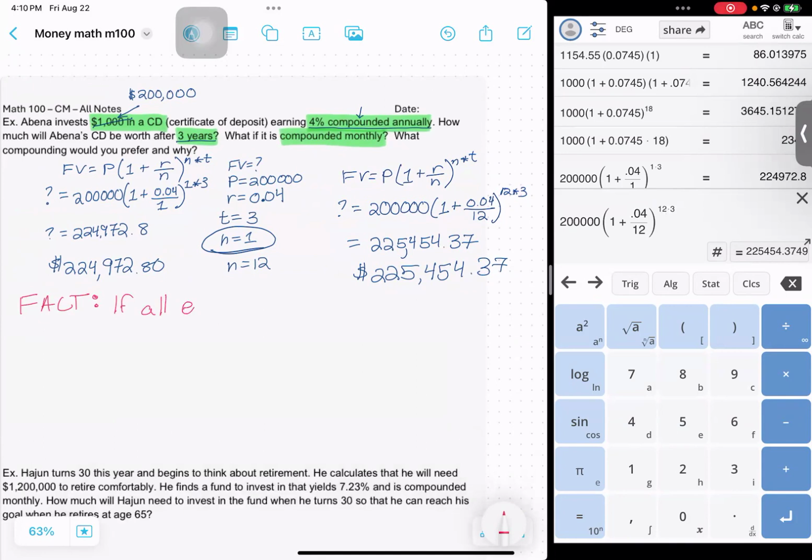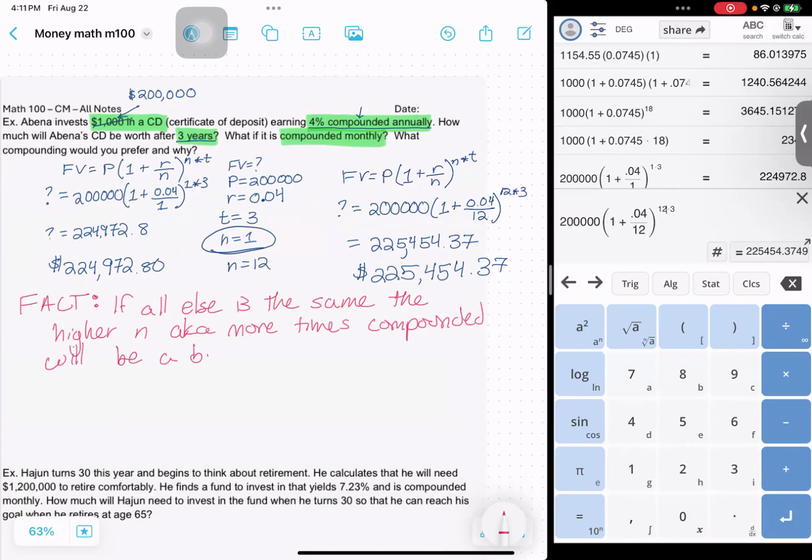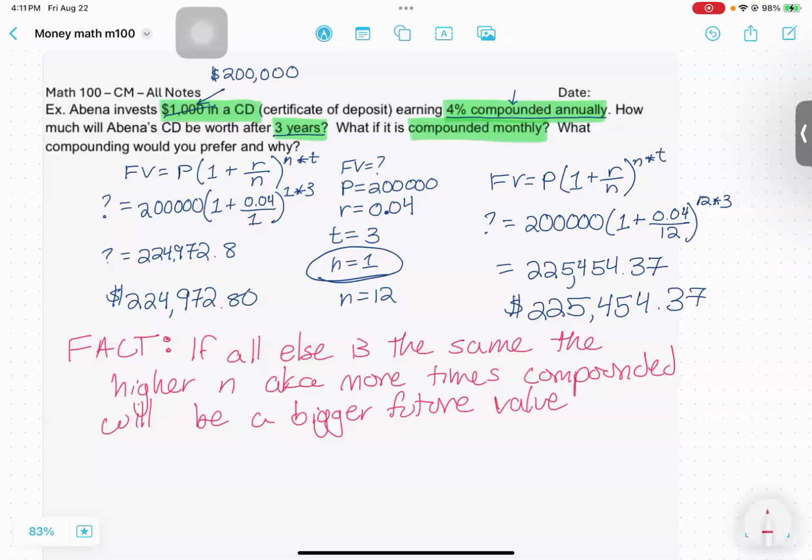If all else is the same, the higher n, aka more times a year compounded, will be a bigger future value. Again, if your rate's the same, your time's the same, if you have the same principal amount, a bigger N will result in a bigger amount of money. So that's something really nice to think about. That's something to keep in our back pockets.